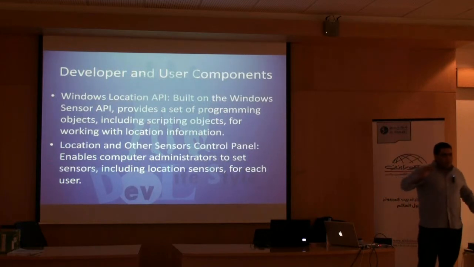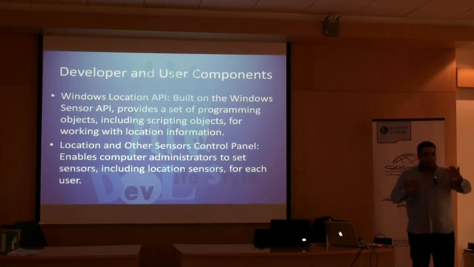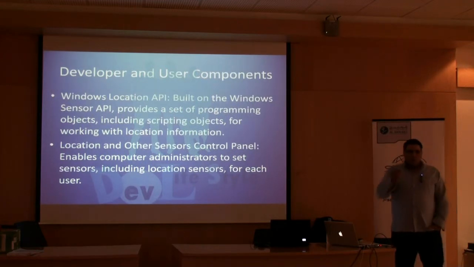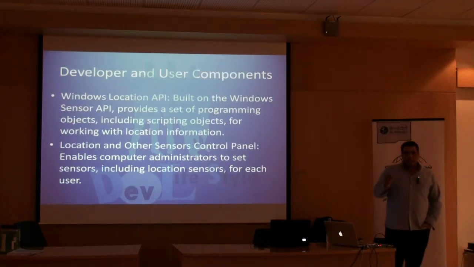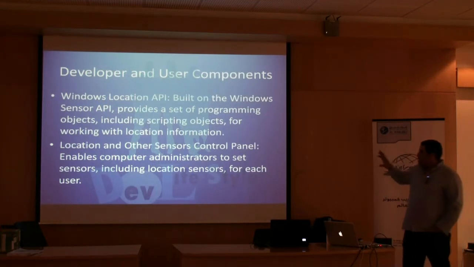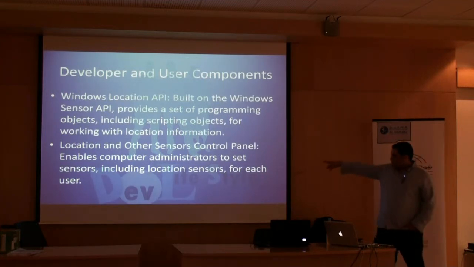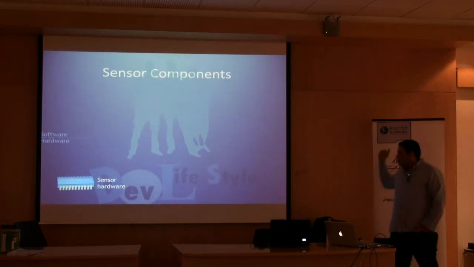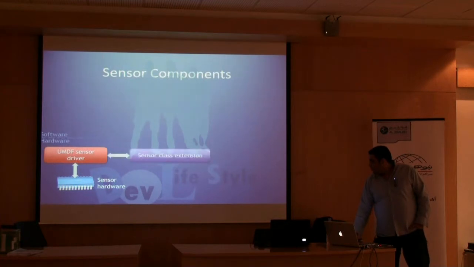About the sensor APIs, there are specific APIs for location, because it's very important for social networking applications. Many people are interested specifically in location, the GPS location. So there is a superset of APIs made for the locations. Okay, and the control panel, this is the security part. So the same slide, but in a graphical way.